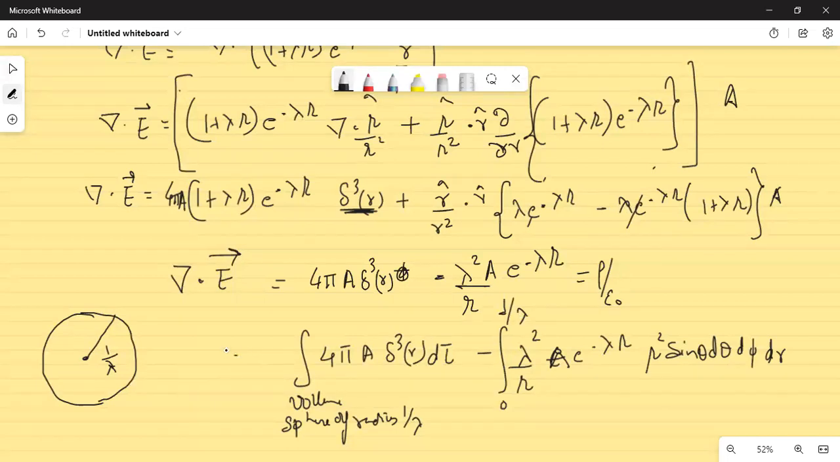This will give you the total charge enclosed. And this has to be multiplied with epsilon naught, because it is rho upon epsilon naught, so epsilon naught has to be multiplied.